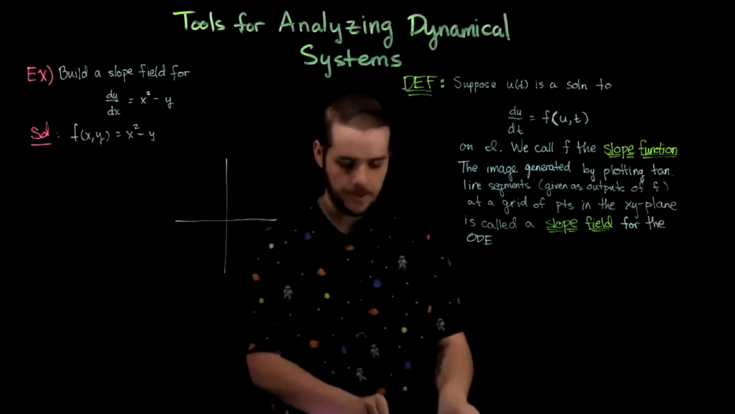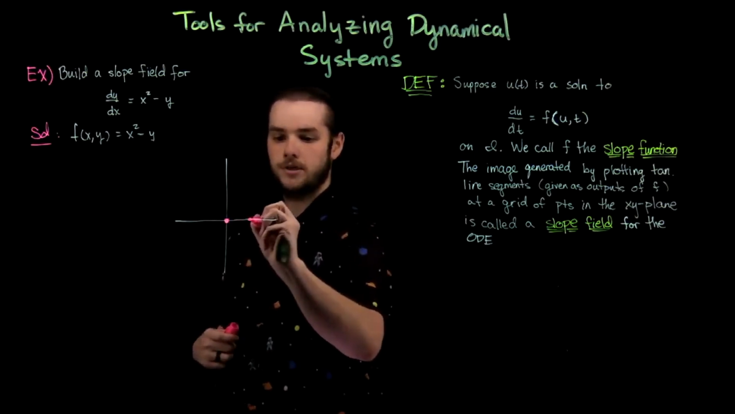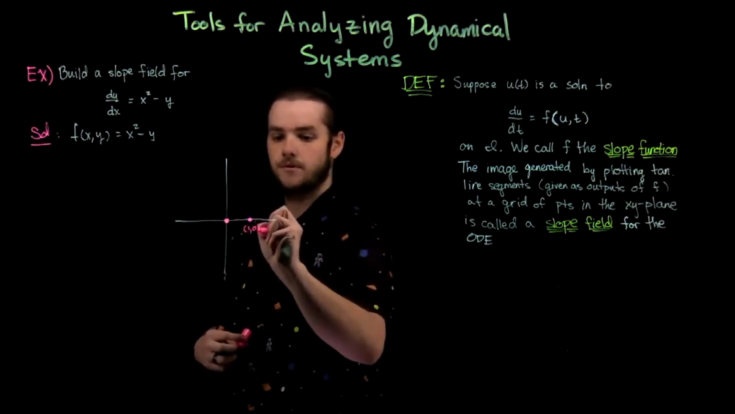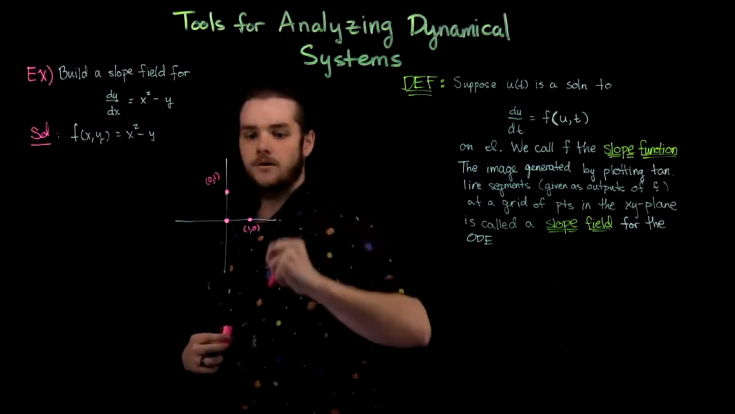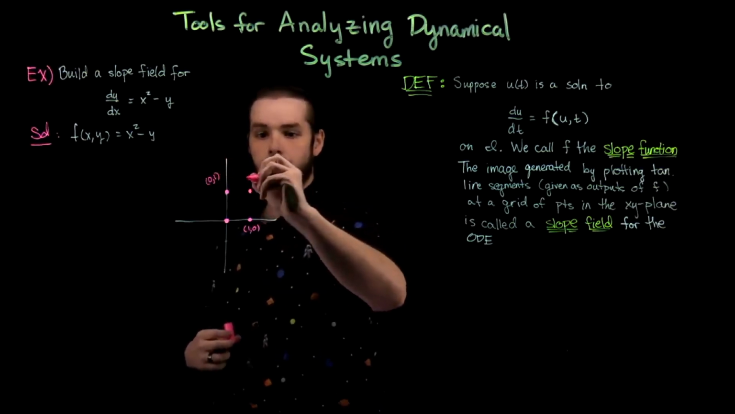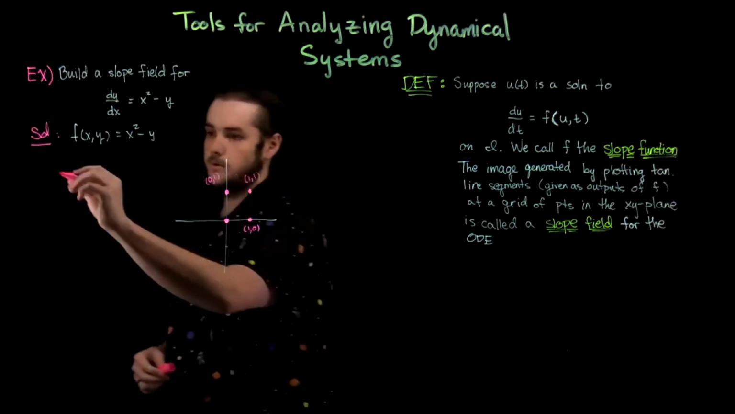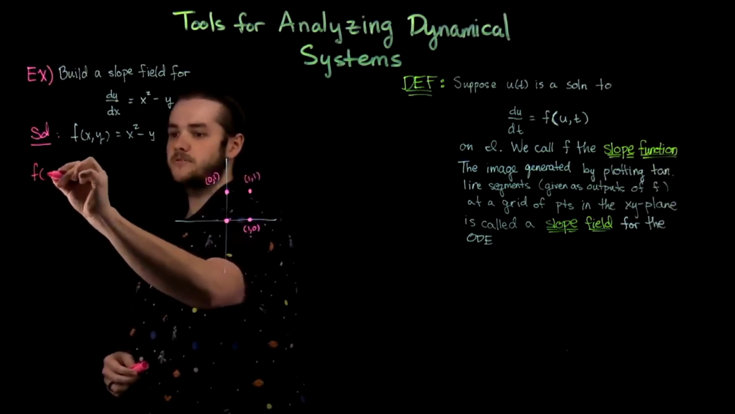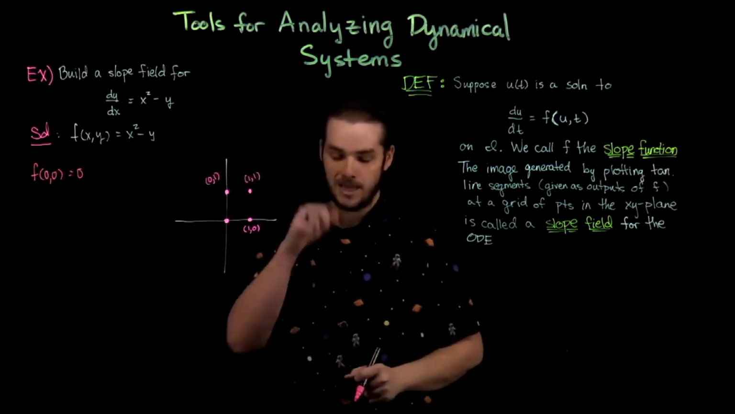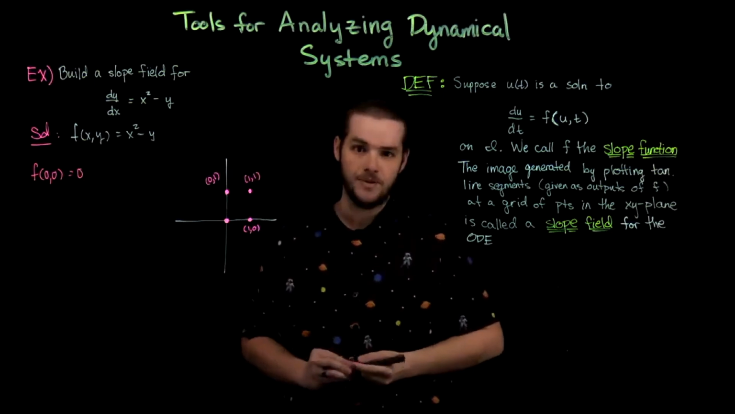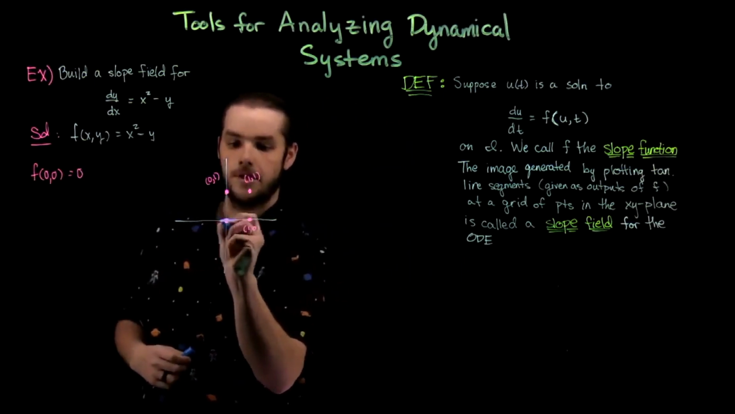Let's look at the origin together. Let's do the point 1, 0. Let's do the point 0, 1. Let's do the point 1, 1 all together. So f of 0, 0. Well, that's just 0. So what I'm going to do is at the origin, I'm going to draw a tiny little piece of line with slope 0. There it is in blue.